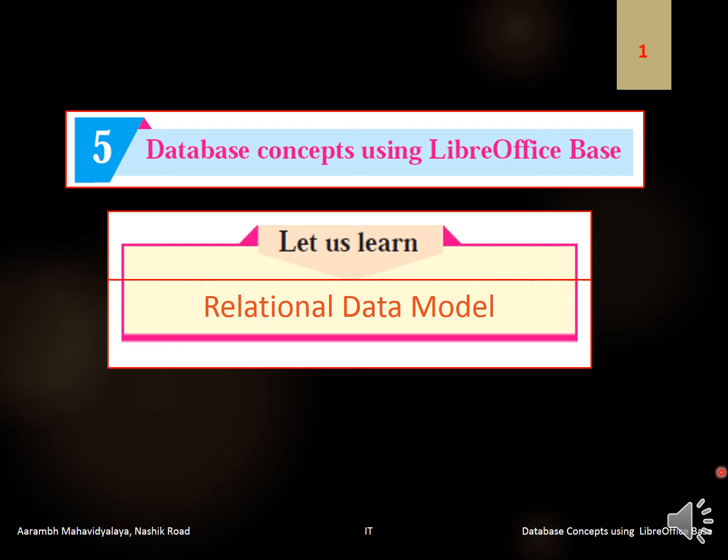Hello students, in the last lecture we studied the meaning of data model, then different types of data model such as relational data model, network data model, hierarchical data model, object oriented data model and entity relationship data model. In the last lecture I told you that we are going to study only the relational data model within all these types. So let us see what the relational data model is.